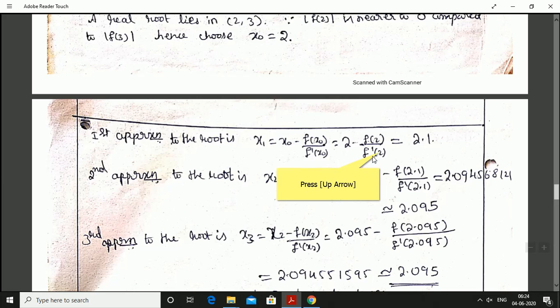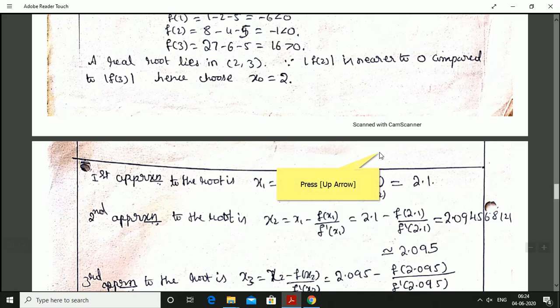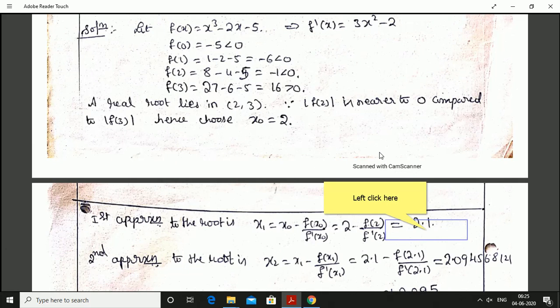How to simplify this: 2 minus, open 2 brackets, f of 2. Substitute x is equal to 2 in the equation x cube minus 2x minus 5. Within one bracket, 2 cube minus 2 into 2 minus 5, close the bracket, divided by f dash of 2, which is 3 into 2 square minus 2, close both the brackets, equals. If you press it in your calculator, you get x1 is equal to 2.1. Keep that answer as it is. That is our answer, 2.1.